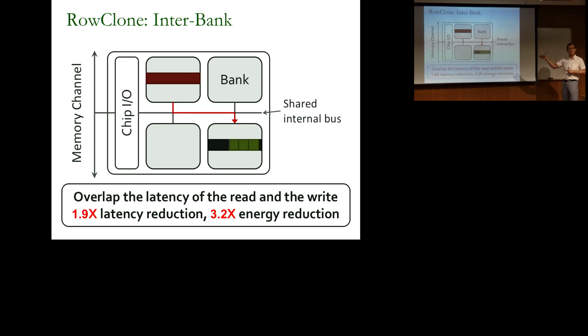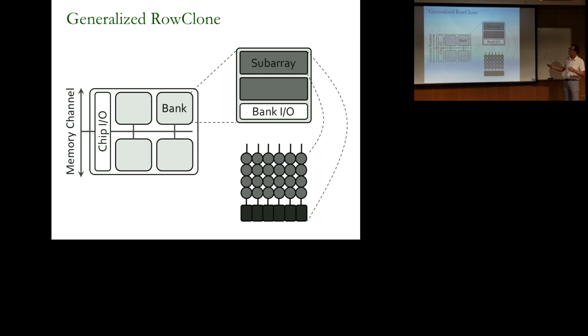Of course, this takes longer, because you're moving the data a little bit farther away. The data is not in the same subarray, which is subarrays over here, right? Here, you're moving it inside the DRAM chip through some interconnect. You're not moving off-chip, so it's still faster than off-chip. So you can see that the latency reduction of a 4 kilobyte page copy is about 2x, and memory energy reduction is about 3x. And this is the generalized mechanism.